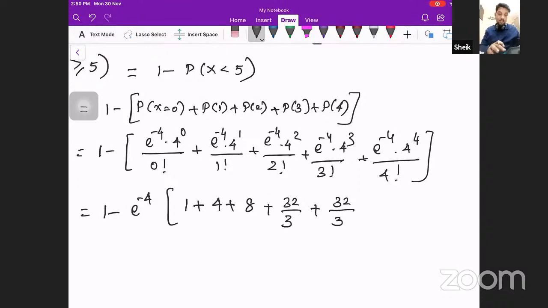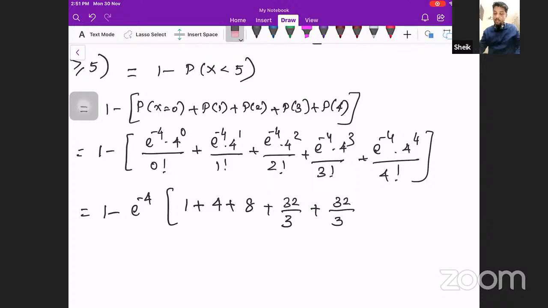256 divided by 24. Yes, 32 by 3. So both are one and the same.